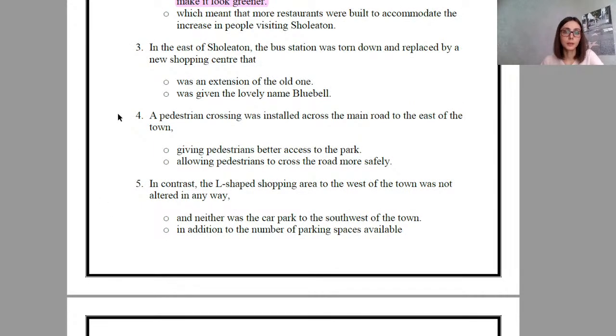In the east of Charlottetown, the bus station was torn down and replaced by a new shopping center. That was an extension of the old one, or was given the lovely name Bluebell. Of course, it was an extension of the old one. So number 4, a pedestrian crossing was installed across the main road to the east of the town, giving pedestrians better access to the park, or allowing pedestrians to cross the road more safely.